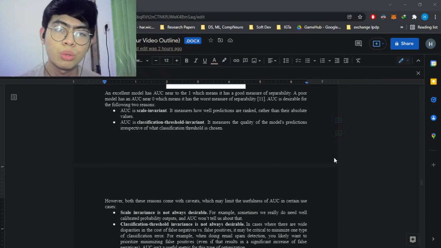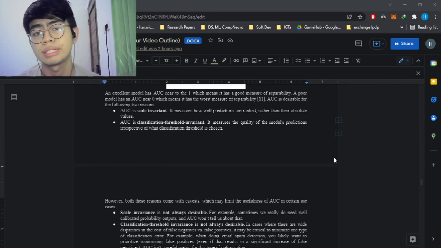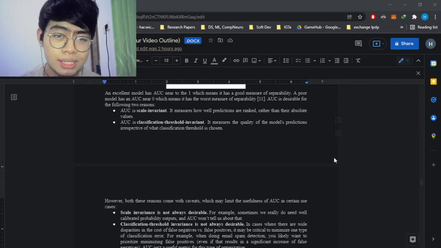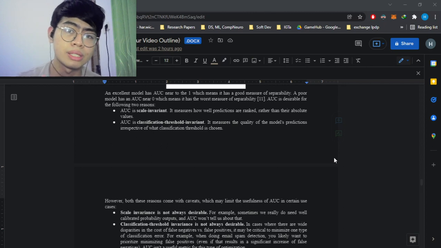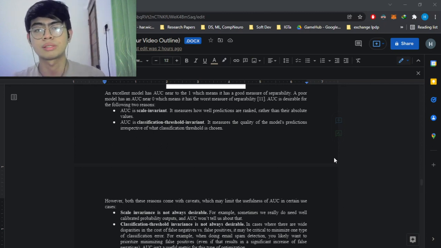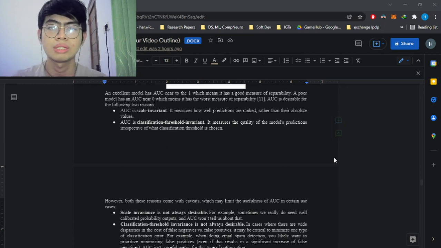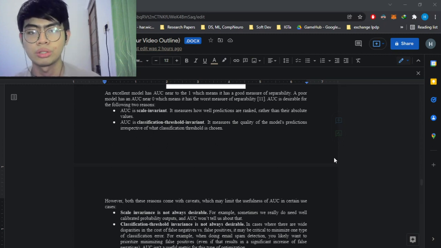Since we know that the FPR, the false positive rate, is 1 subtracted by specificity, when we increase the true positive rate, the false positive rate also increases. So it's actually proportional to each other.